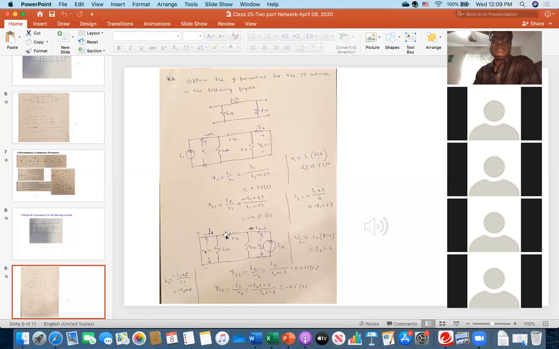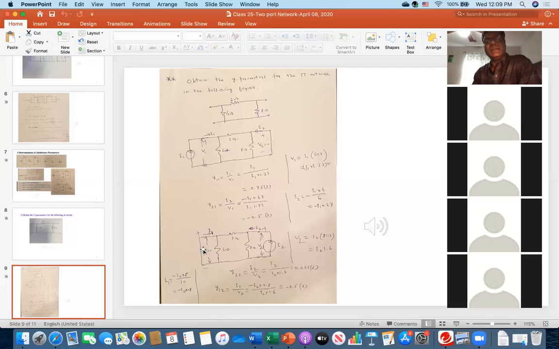Now based on this diagram, you have to calculate Y22 and Y12. So Y22 is I2 over V2. What is I2? So I2 is I2, but what is V2? V2 is I2 multiplied by the equivalent impedance of this network, whatever it is.